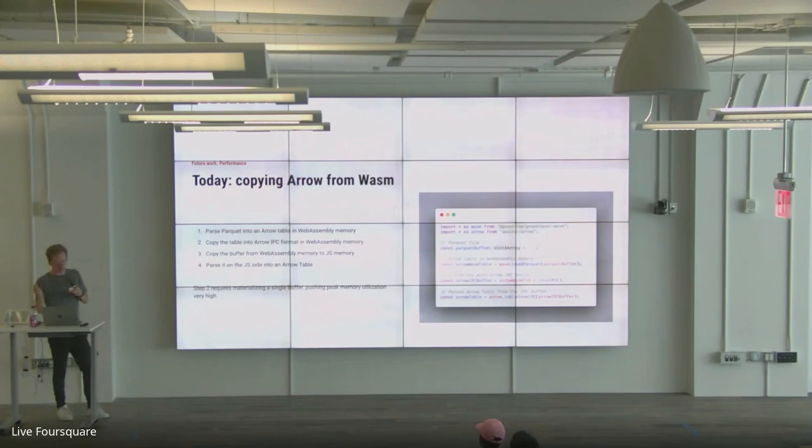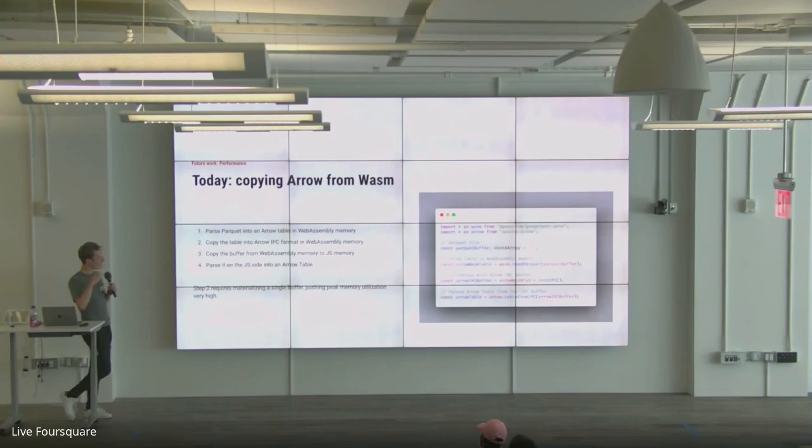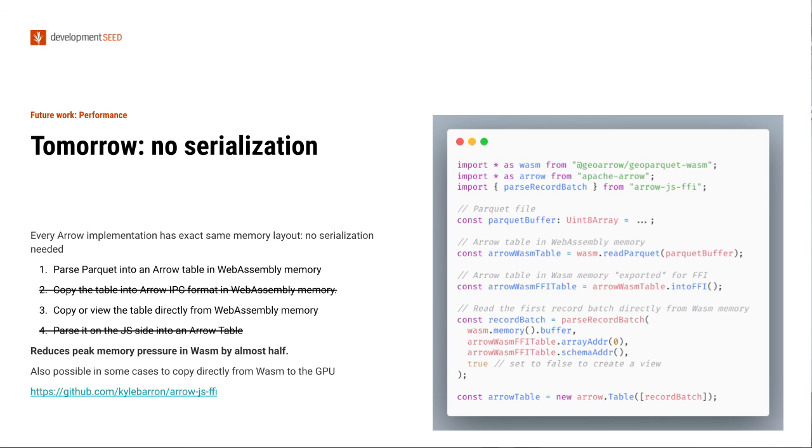The easy way to do that is to have some serialization. You have a table, you serialize it into a single buffer, you copy that single buffer into JavaScript. But there, the downside is that you're making an entire memory copy of your entire table in WebAssembly before you copy it out, which doubles the peak memory utilization on the WebAssembly side. But the point of Arrow is for every implementation of Arrow to have the same memory format. So we don't actually need to have that copy.